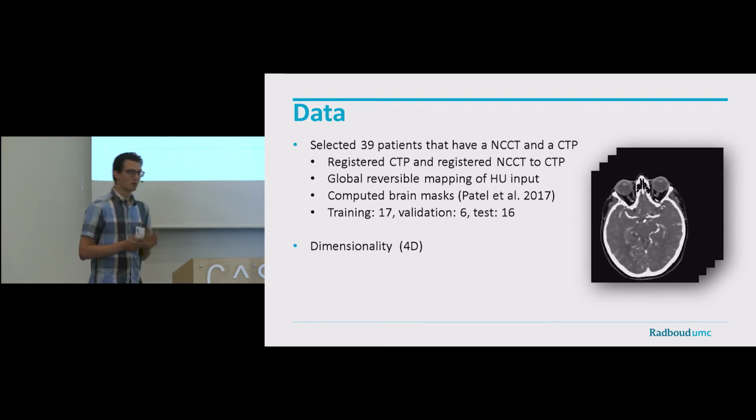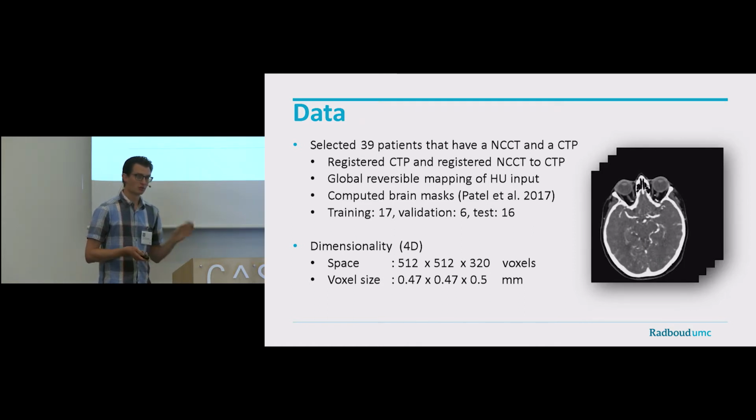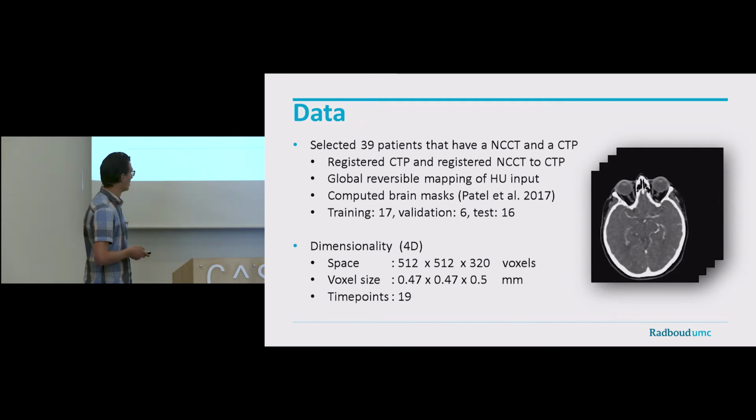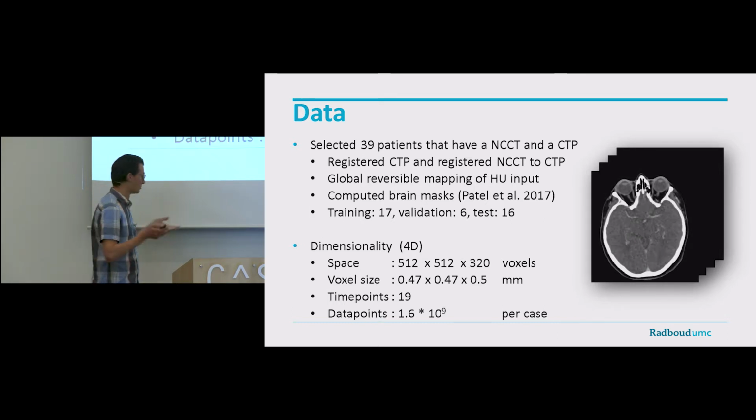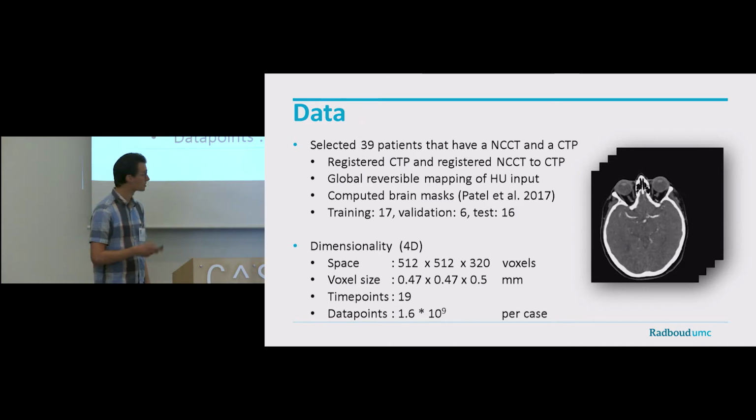Then the really important thing I want to stress is that it's high-dimensional data, so it's 4-dimensional. You have a ton of voxels. It's pretty high resolution for these kinds of imaging standards. It's almost isotropic, which is quite a convenient feature. And we have 19 time points. So if you do the calculation, you come to approximately 1.6 billion data points. That's quite a lot.